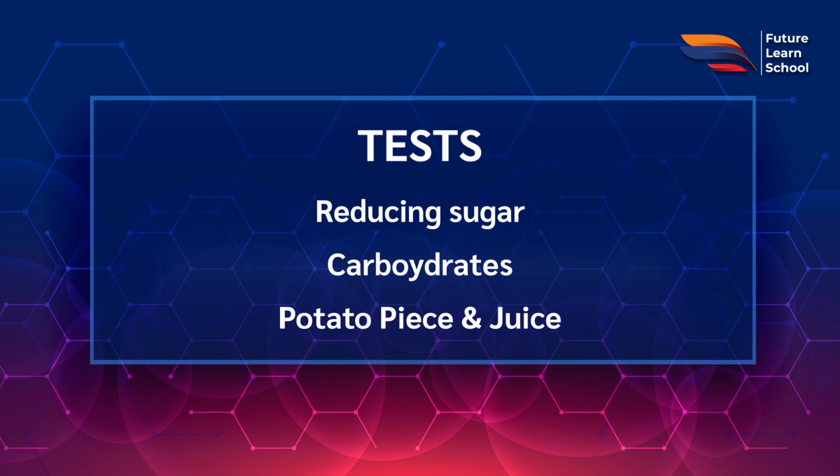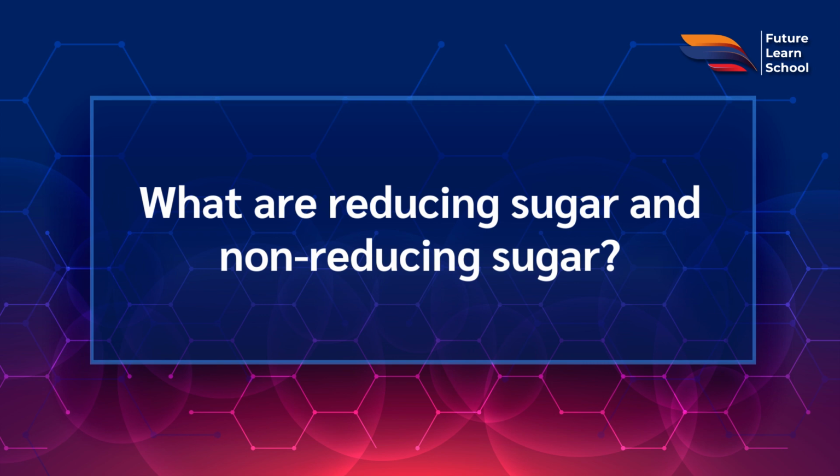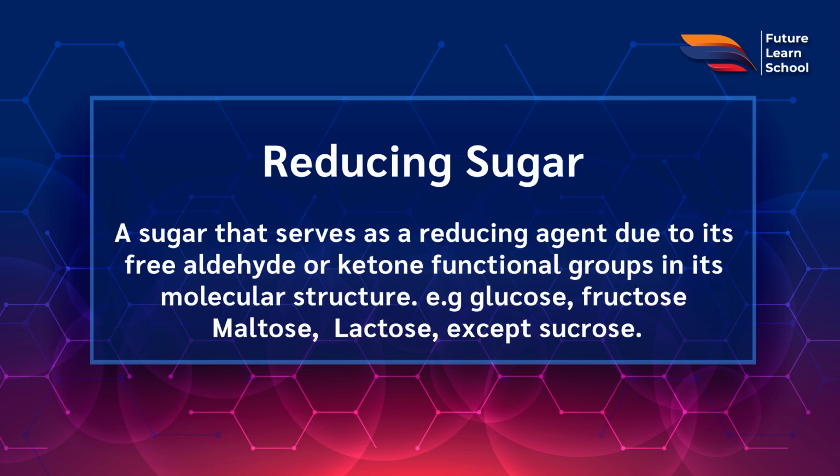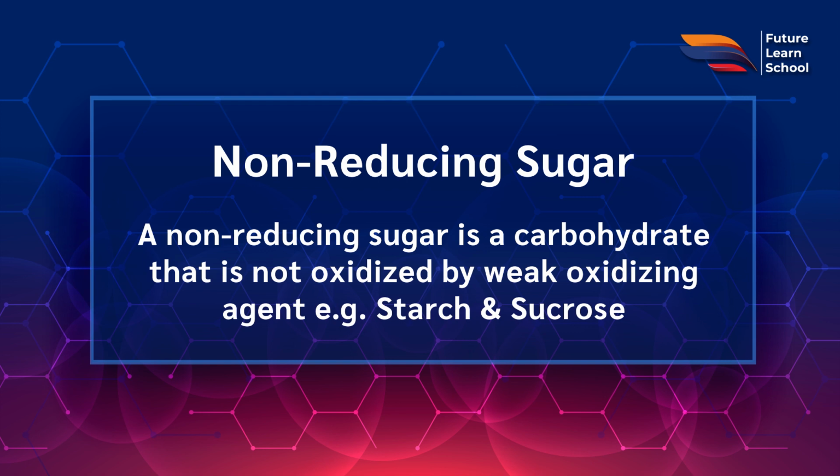Now before moving into detail, I have to tell you what reducing and non-reducing sugars are. Reducing sugars are sugars like glucose and fructose, which have a free aldehydic or ketonic group, which gives them the capability to reduce other reagents. Starch is a non-reducing sugar. They don't have a free aldehydic or ketonic group available, and sucrose is also a non-reducing sugar. So now we are going to perform tests for their confirmation.